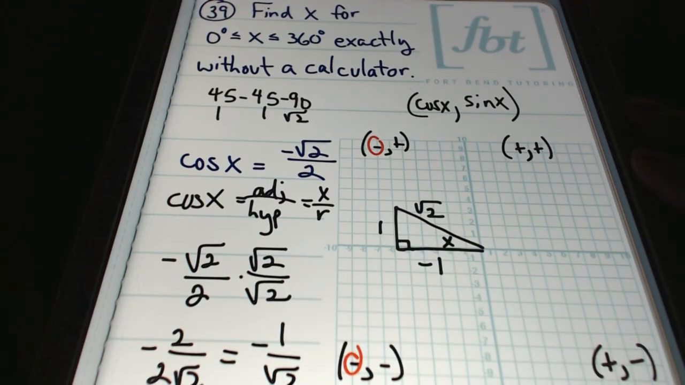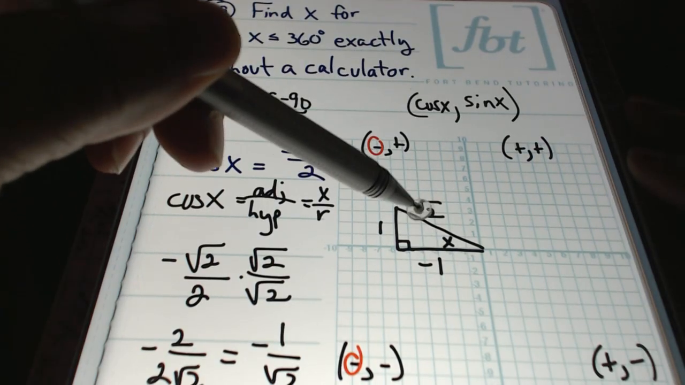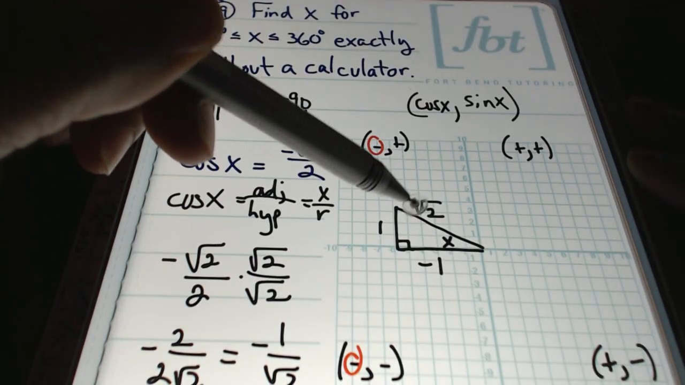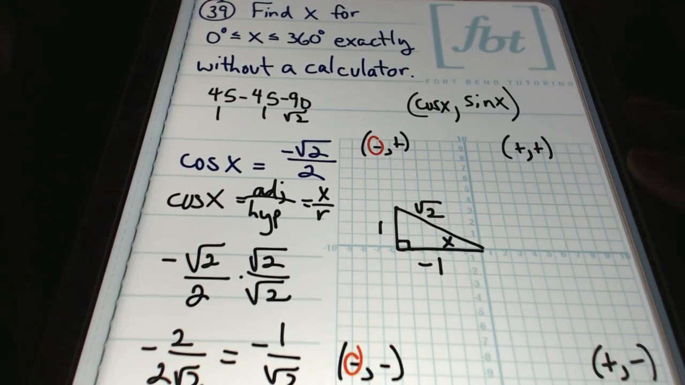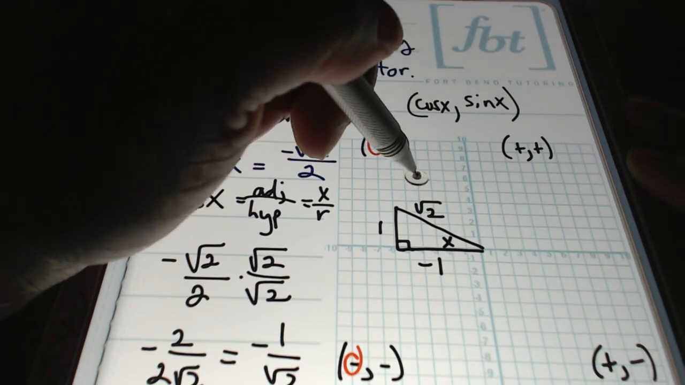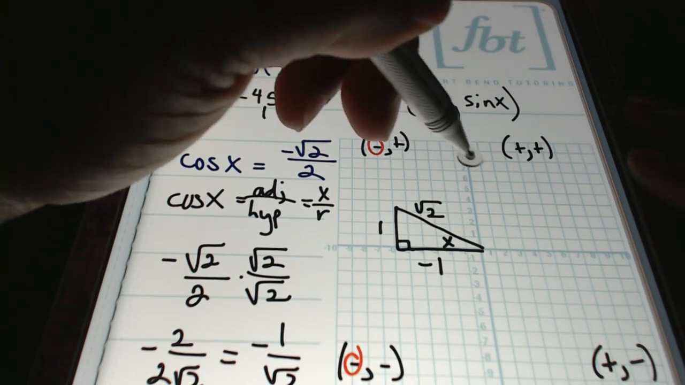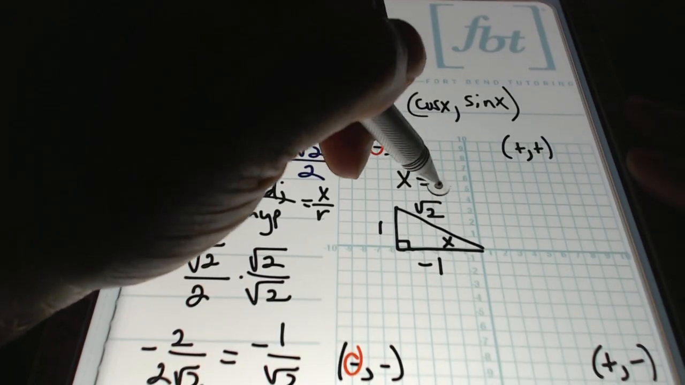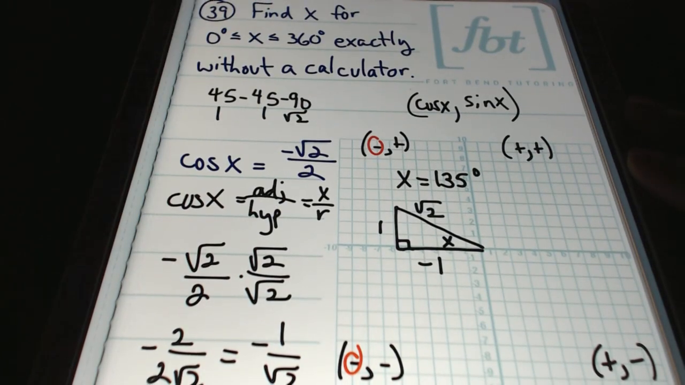So once we saw that we had the 1, 1 square root of 2 going into play, I knew that we were dealing with a 45, 45, 90 triangle. So therefore, I need to be 45 degrees off of the 180 degrees from here. That's going to give me 135 degrees for this first value of x. So x equals 135 degrees for this first angle that will give us a result of negative square root of 2 over 2 for cosine.